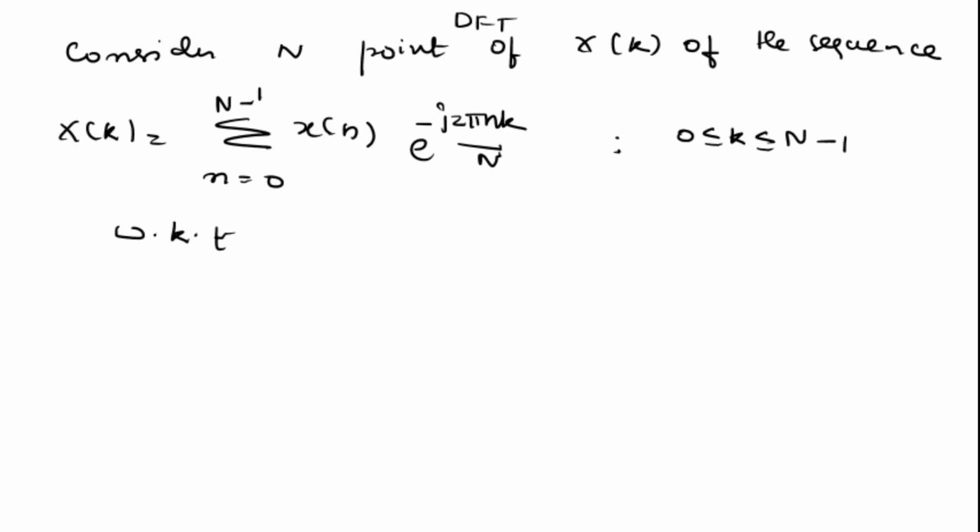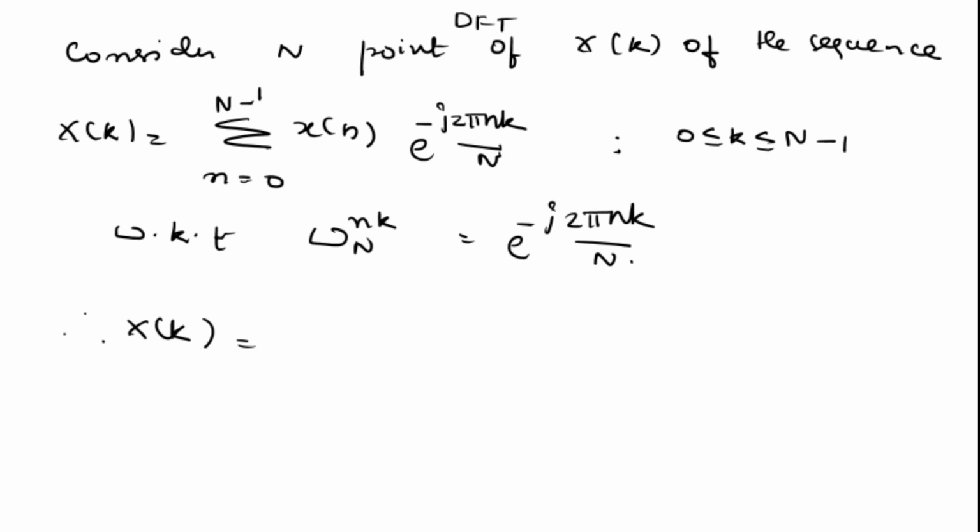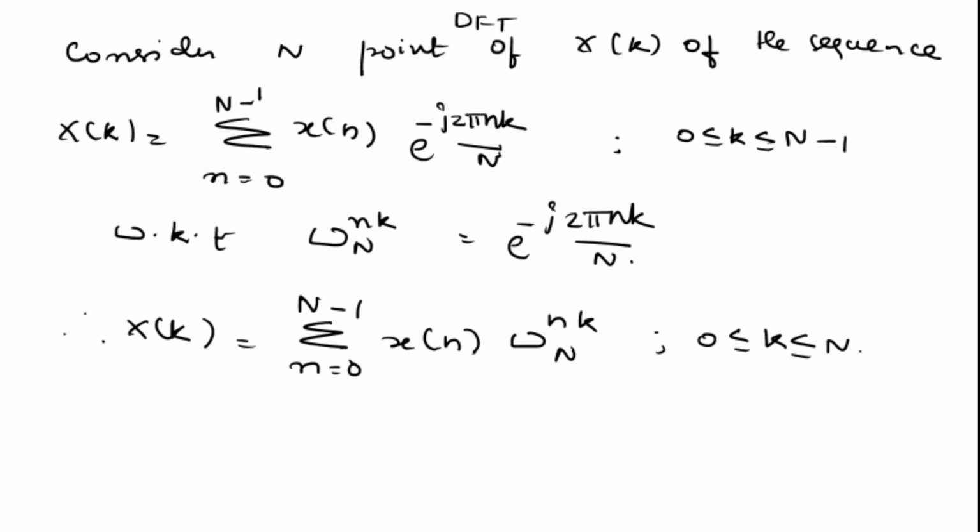We know that omega N of nk, the twiddle factor, we can write as e power minus j 2 pi nk by N. So the analysis equation, or the above equation, we can write as X(k) is equal to summation n is equal to 0 to N minus 1 of x(n) into omega N of nk, where k varies between 0 to N minus 1.